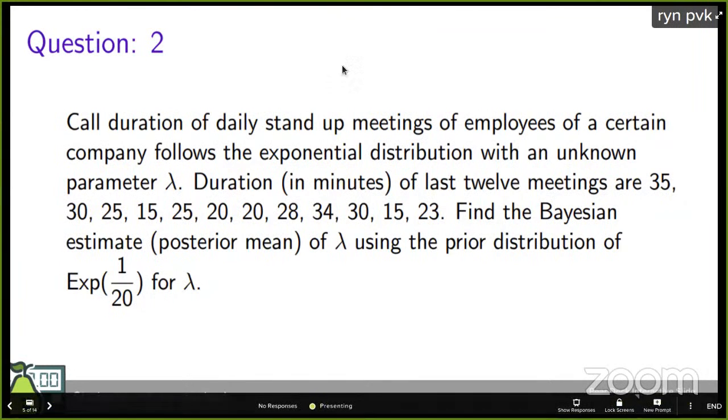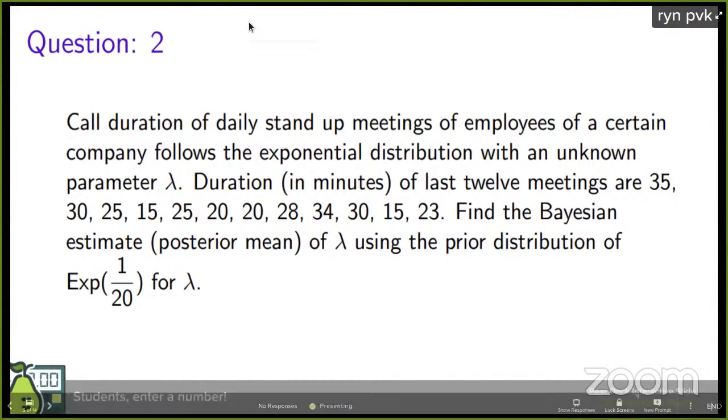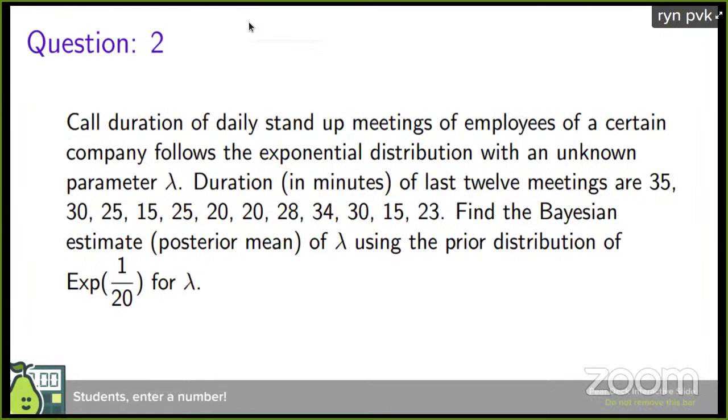Take 5 to 6 minutes and finish it. So, sir, for calculating likelihood, we have to take the PMF of this exponential distribution.